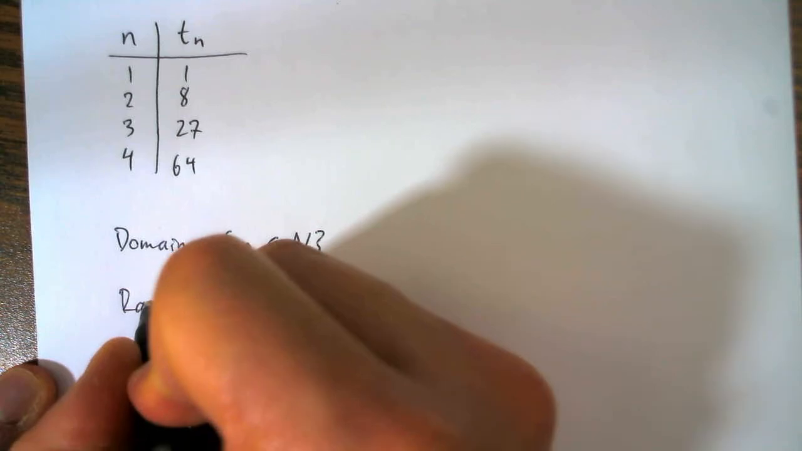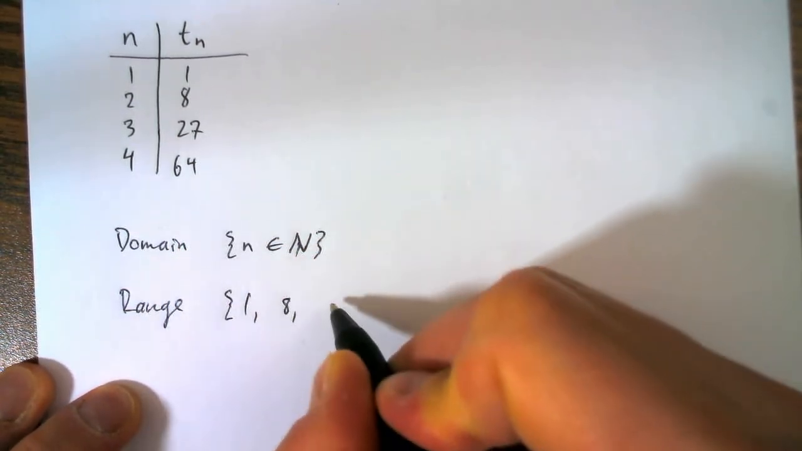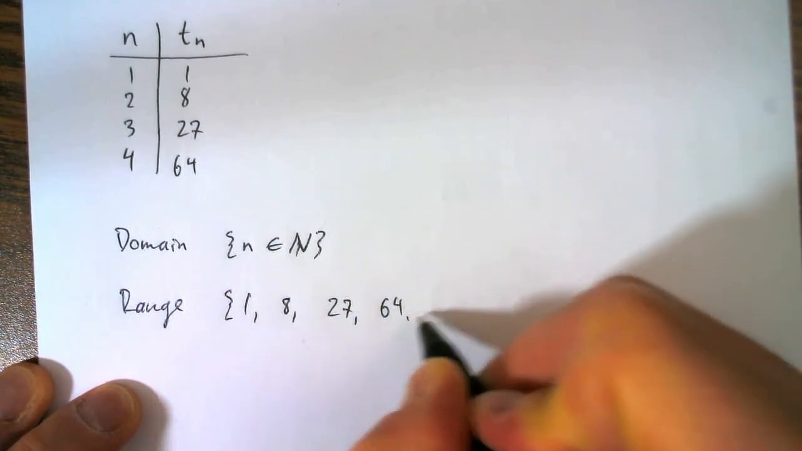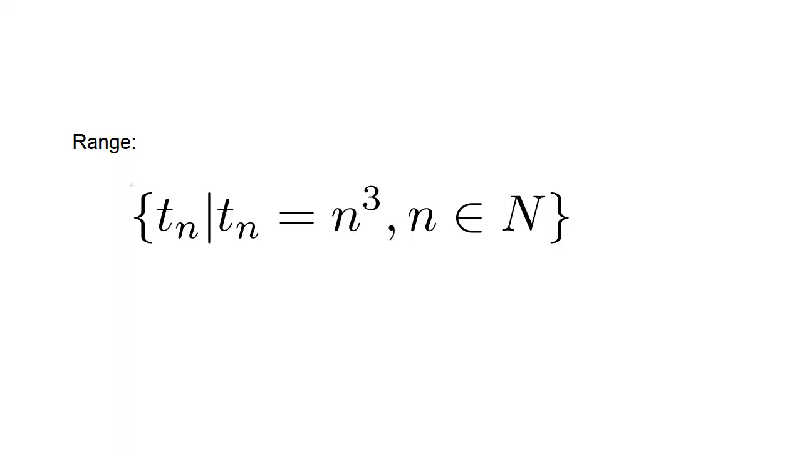The range could be written by simply listing the numbers. And if we wanted to write this with a little bit more detail, we could say n is a natural number and Tn is equal to n cubed. And so if you look back at the table, you can see that these are cubes of these numbers.